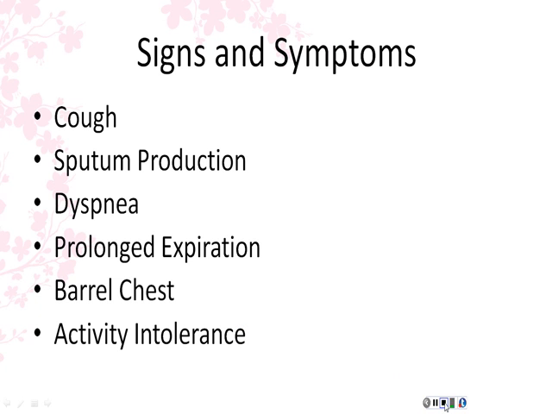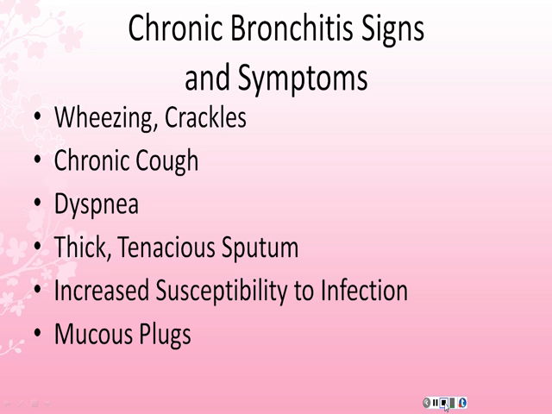Signs and symptoms: cough, sputum production, dyspnea on exertion, prolonged expiration because of narrowed air passages and reduced elastic recoil, barrel chest from air trapping, and activity intolerance related to shortness of breath. For chronic bronchitis, signs and symptoms include wheezing, crackles, chronic productive cough, thick tenacious sputum, increased susceptibility to infections, and mucus plugs.